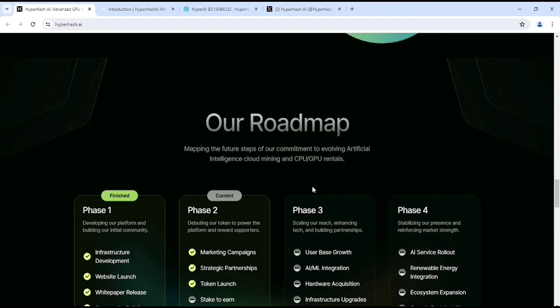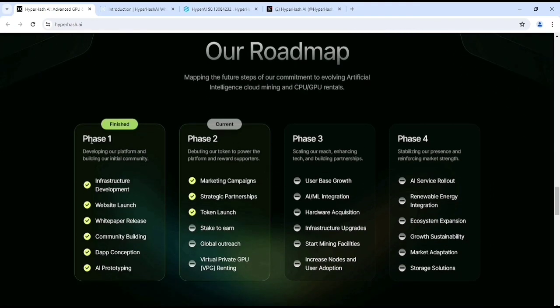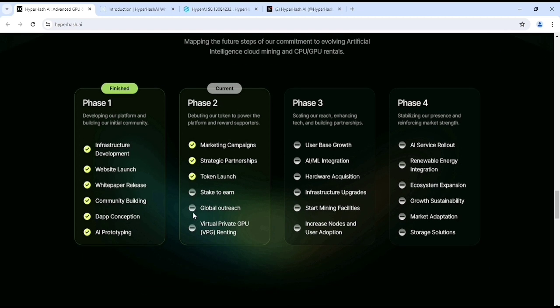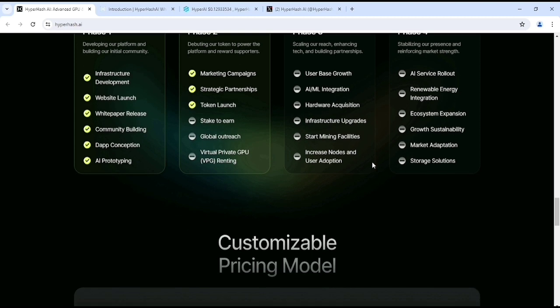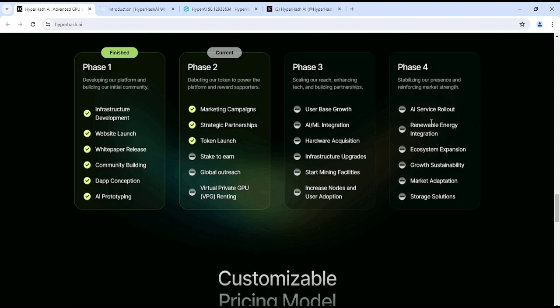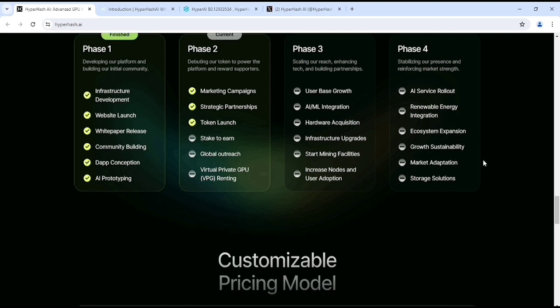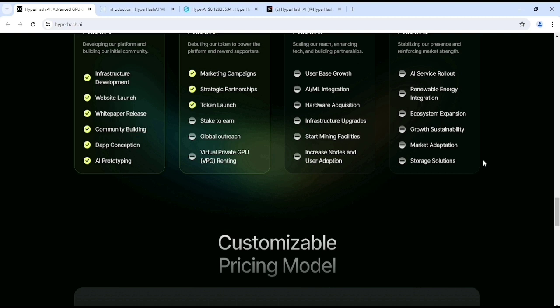And if you look at the roadmap, right now we are in phase 2, and phase 1 is finished. After that come phase 3 and phase 4. In phase 2, their marketing, strategic partnerships, and token launches are already done. Soon you will see tech to earn, global outreach, and private GPU. In phase 3, we will see user-based growth, AI applications, hardware acquisition, infrastructure upgrade, starting mining facilities, and newer adoption. And in phase 4, they will launch their AI service rollout, renewable energy integration, ecosystem expansion, growth sustainability, market adaptations, and storage solutions.